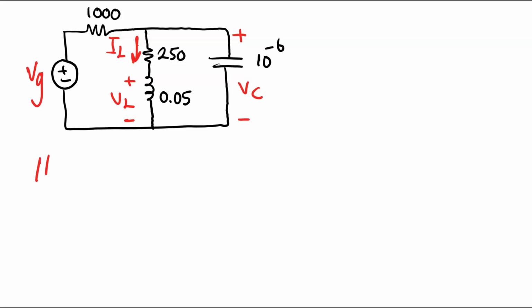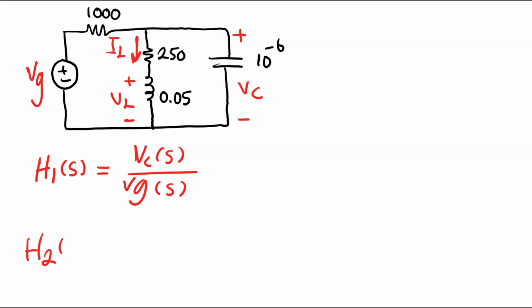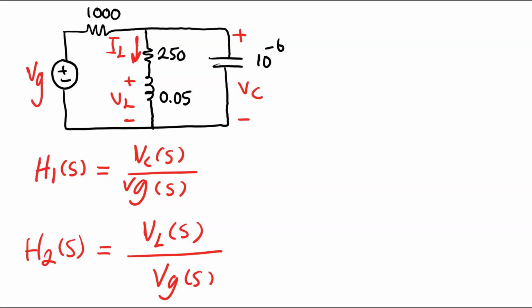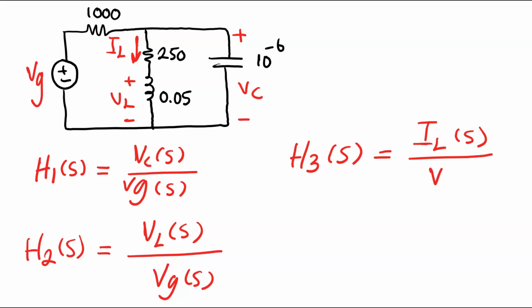So if I choose to work with the voltage of the capacitor, then I have a transfer function that I'm going to call H1. So H1 of S has VC as output, and the input is VG of S. Then I can work with another transfer function which has the voltage of the inductor as my output, and still the input is VG of S, or for example H3 of S, which is focusing on the current of the inductor, and again my input is VG of S.